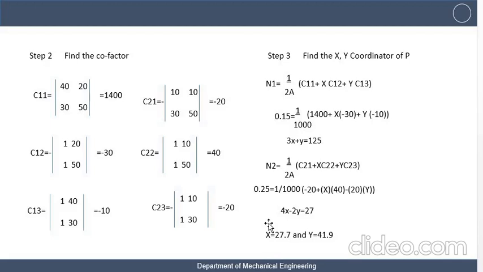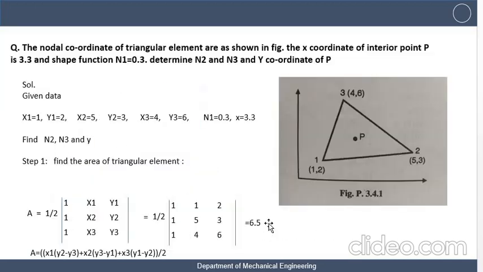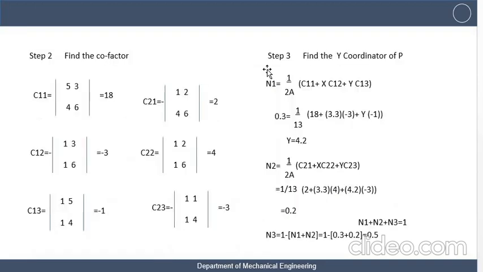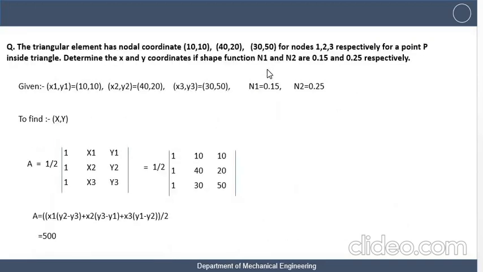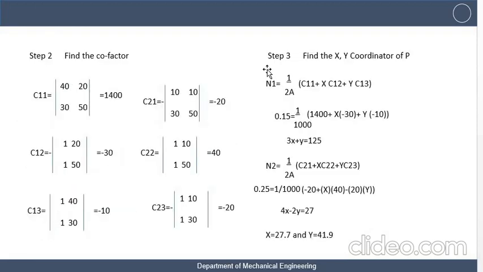So these are the two types of problems. In the first problem, n1 and the x coordinate are given, and you have to calculate n2, n3 and the y coordinate. In the second problem, n1 and n2 are given, and you have to calculate the x and y coordinate of point P. So these are the two types of problems in unit 3. Please remember, you have to change the signs of C12, C21 and C23.